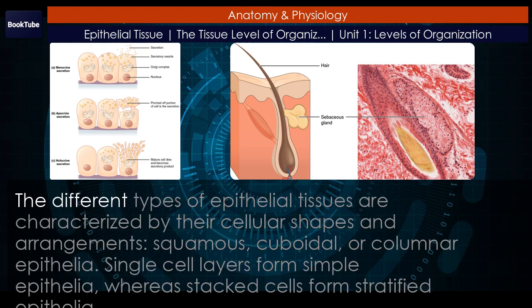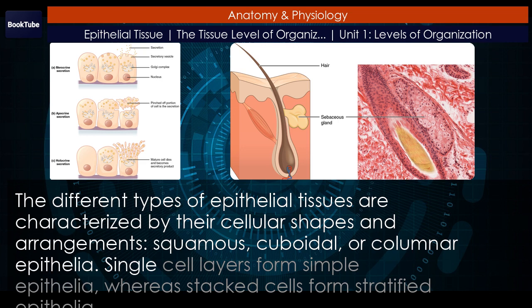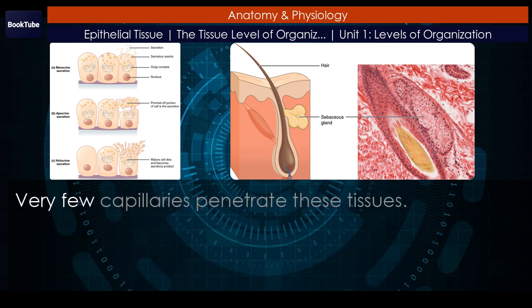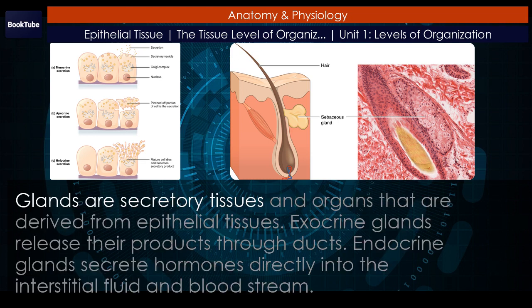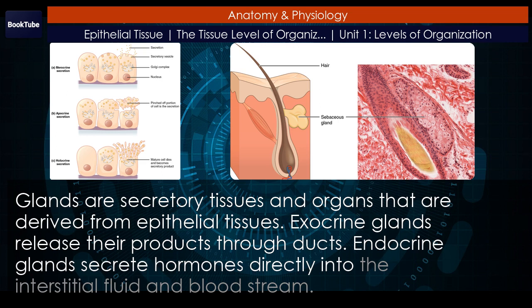The different types of epithelial tissues are characterized by their cellular shapes and arrangements. Squamous, cuboidal, or columnar epithelia. Single cell layers form simple epithelia, whereas stacked cells form stratified epithelia. Very few capillaries penetrate these tissues. Glands are secretory tissues and organs that are derived from epithelial tissues. Exocrine glands release their products through ducts. Endocrine glands secrete hormones directly into the interstitial fluid and bloodstream.